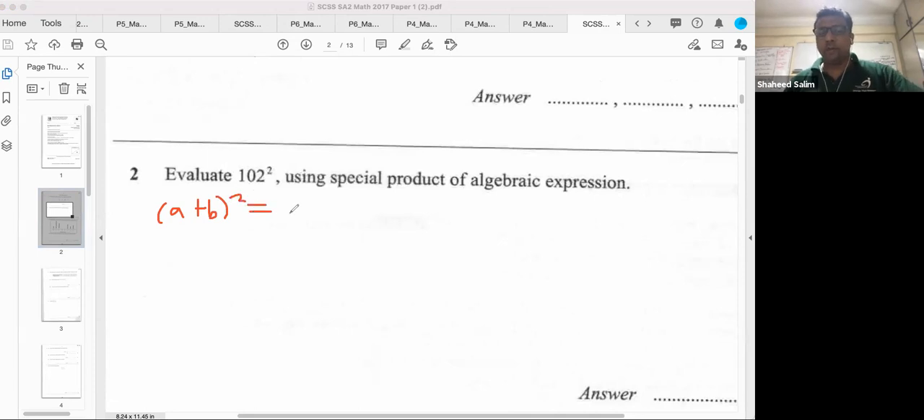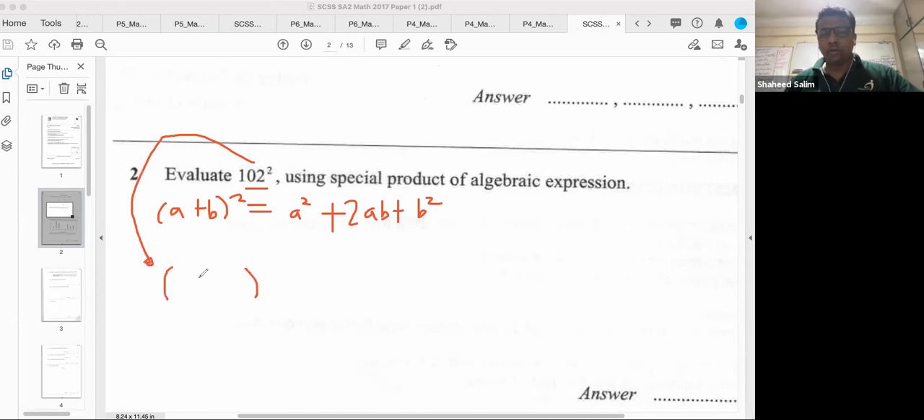So the expansion will be what? A squared. The last one is B squared. The center is 2AB. This one you must practice, then you can see the pattern. If you don't practice, you can't see the pattern. So now down here, you must create this thing.